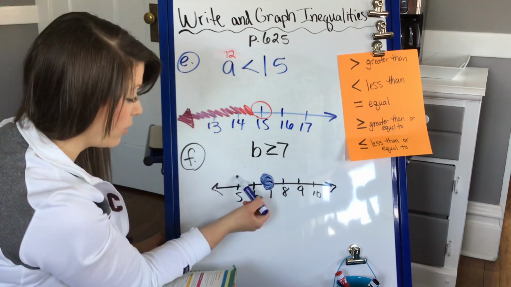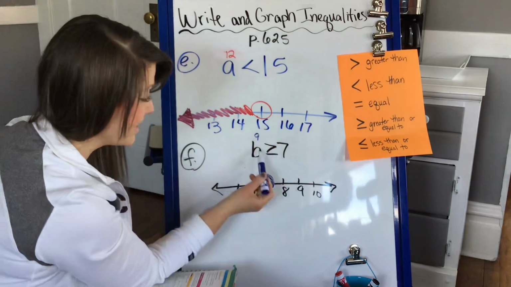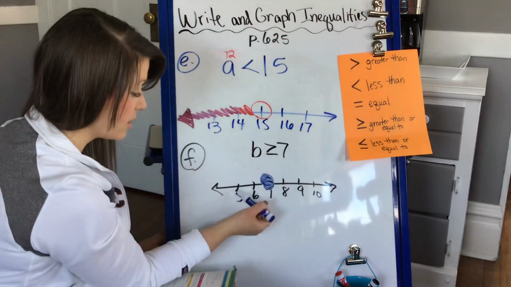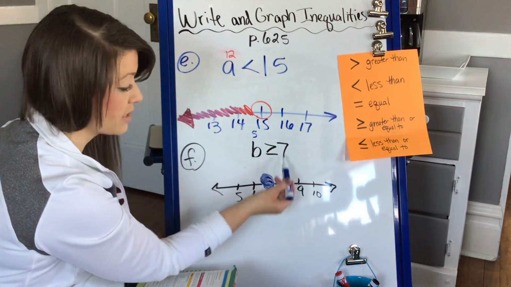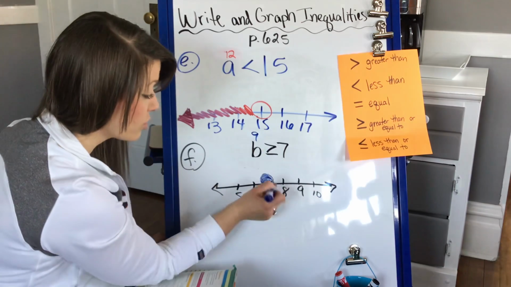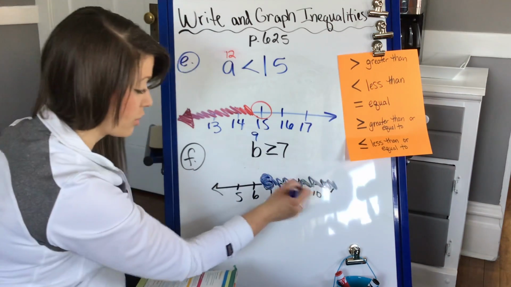A number over here, a number over there. I'm going to pick 9. Is 9 greater than or equal to 7? Yes, it is. What if I would have picked a number in here? Is 5 greater than or equal to 7? No, it's not. So it can't be that way. So I'm going to go back with 9. 9 makes it true, so I'm going to shade in that direction.